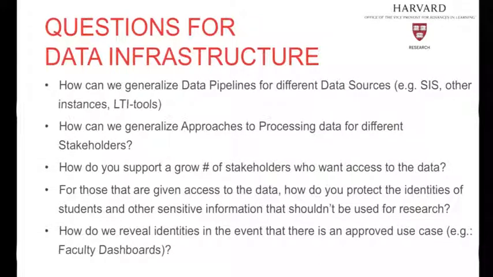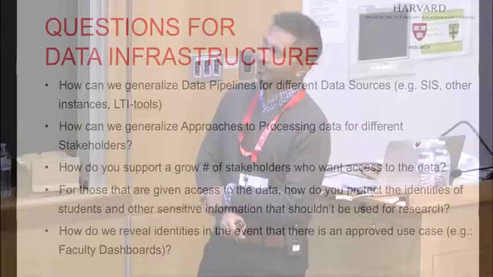So to summarize, we have a bunch of questions for our data infrastructure. These are the questions that we've asked ourselves when designing the data pipeline. Basically, how do we generalize data pipelines for different data sources that are disparate? How do we generalize approaches to processing data across different stakeholders? And how do you support a growing number of stakeholders who want access to the data?